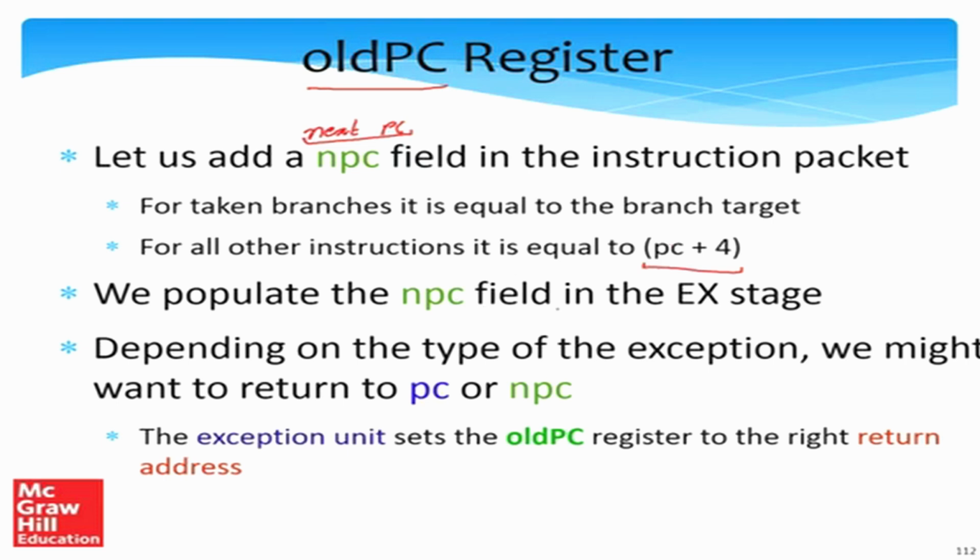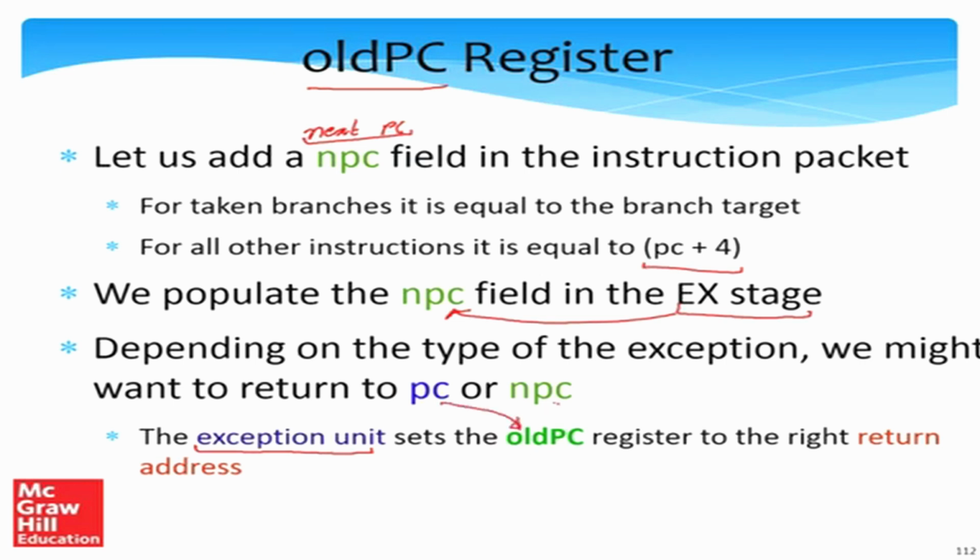In the EX stage, when we compute the branch target, we populate the NPC field of the instruction packet, and this moves along with the instruction in the pipeline. Depending on the type of the exception, we might want to return to PC or NPC, but that's okay. The exception unit will take care of it. The exception unit, which is specialized hardware, sets the old PC register to the right return address, which can either be PC or NPC.